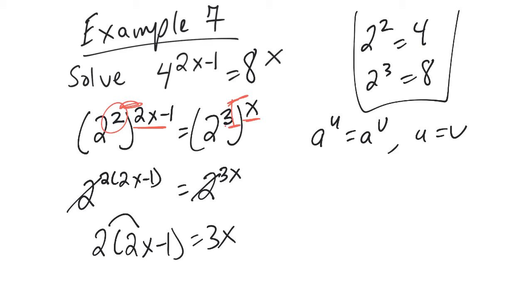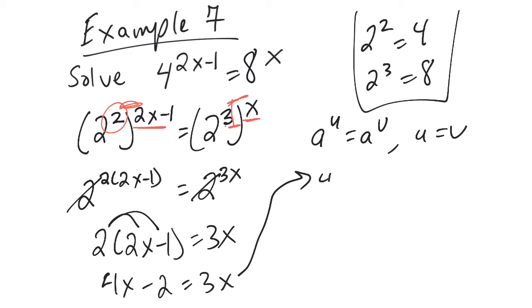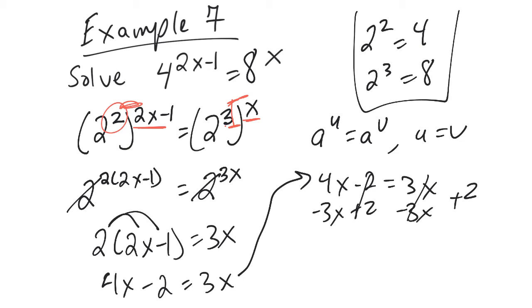Go ahead and distribute that 2. So 4x minus 2 equals 3x. I'm running out of space. 4x minus 2 equals 3x. I would add the 2 over, add the 2. And go ahead and subtract the 3x as well. So we're left with x equals 2.